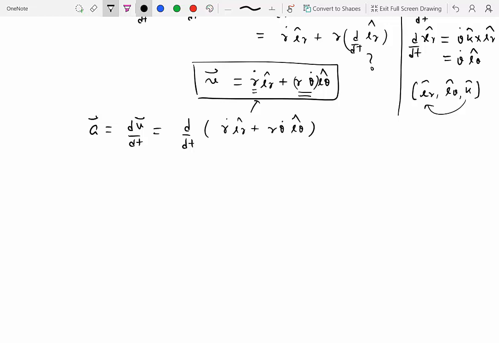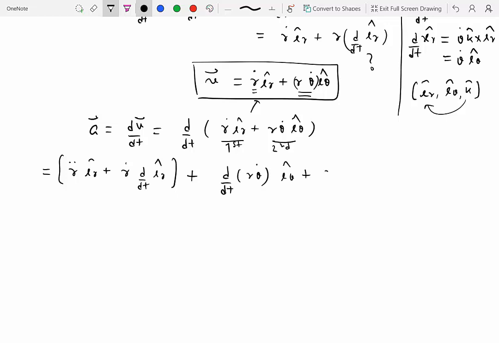Now this is going to lead to a bigger expression, so I'm going to start from the left. We have r double dot er hat plus r dot d over dt of er hat, and that's the derivative of the first term. Plus we have the derivative of the second term, so let me write this first: d over dt of r theta dot times e theta hat, plus r theta dot, which I'll treat together right now, times d over dt of e theta hat.